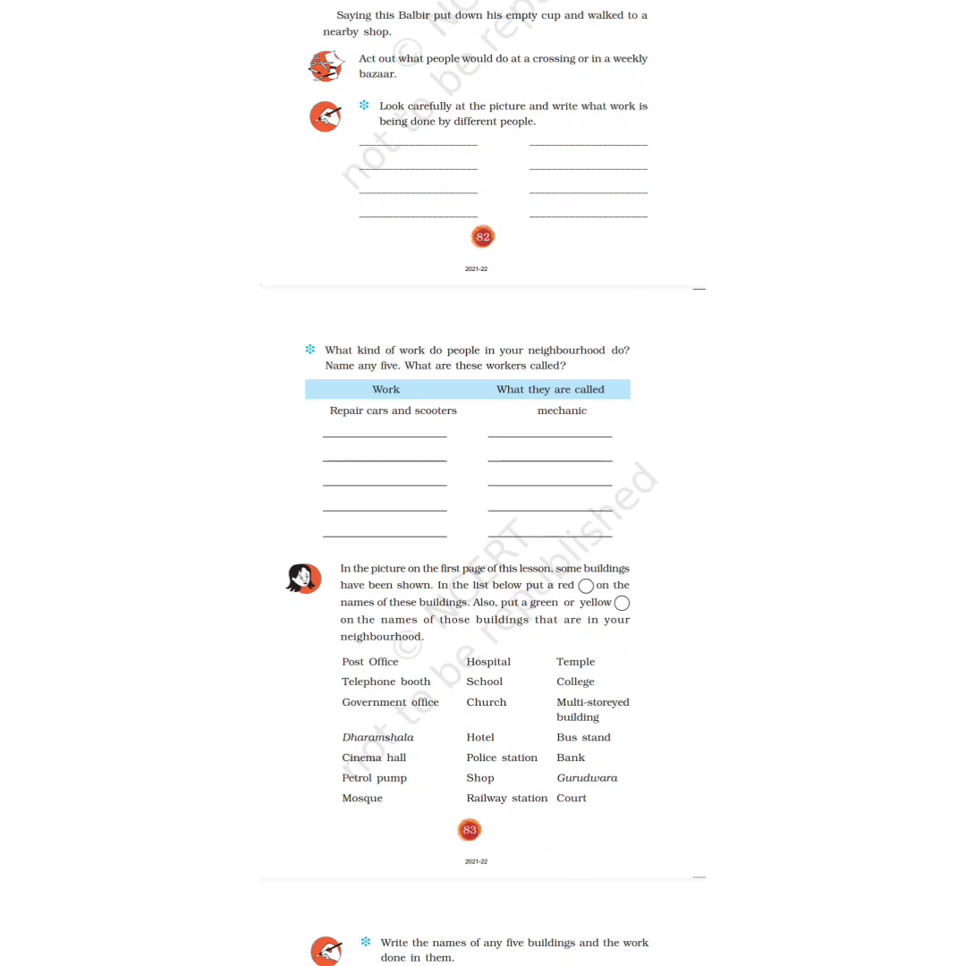So class, what kind of work do people do in your neighborhood? Name any five. What are these workers called? We all have a neighborhood and we know that certain people perform certain types of work. So what you have to do here is write down the work that is done by the various people in our neighborhood. Okay, so now let's begin.